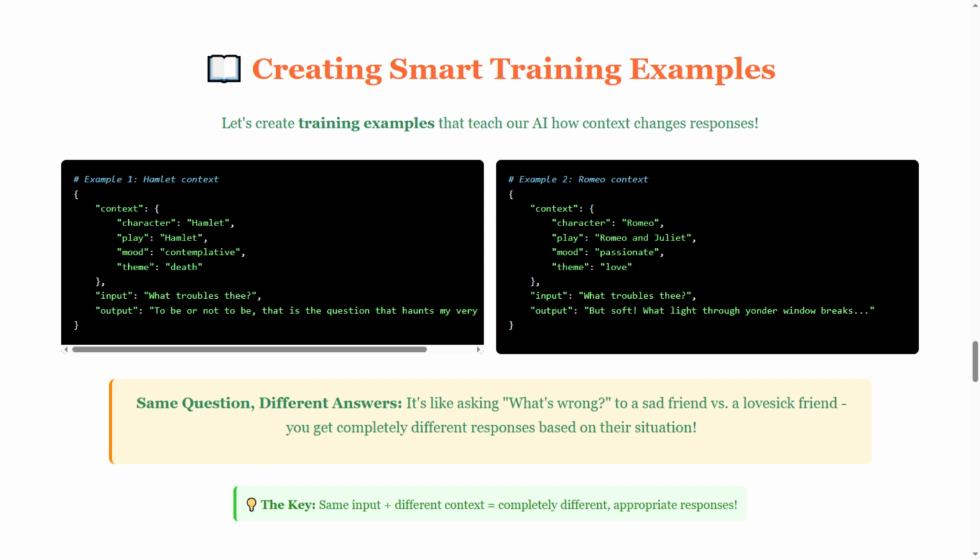For Hamlet's context, contemplative mood, death theme, we get his famous existential crisis response. For Romeo's context, passionate mood, love theme, we get his beautiful balcony scene poetry. It's like asking what's wrong to a heartbroken friend versus a lovesick friend. Completely different situations demand completely different responses. Our AI is learning this natural human behavior.